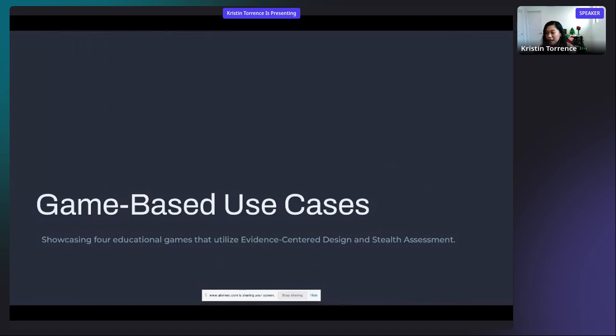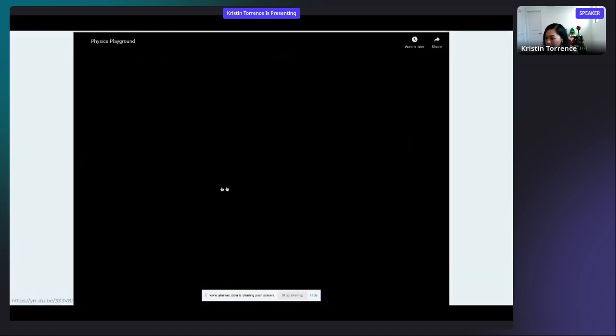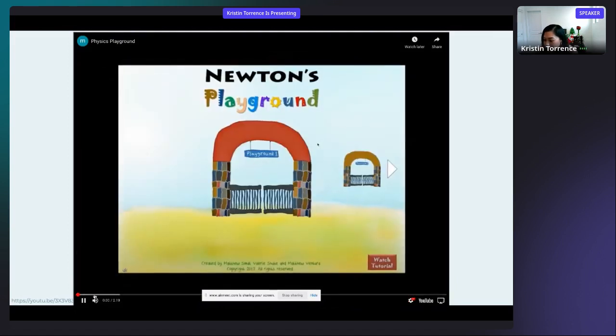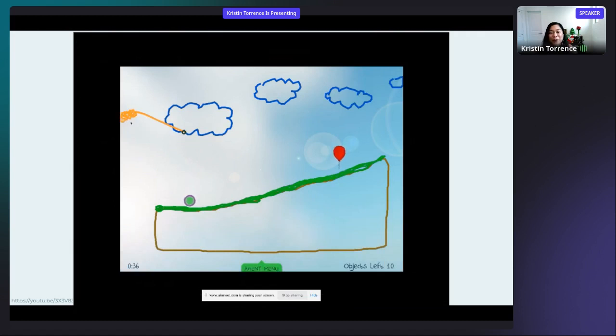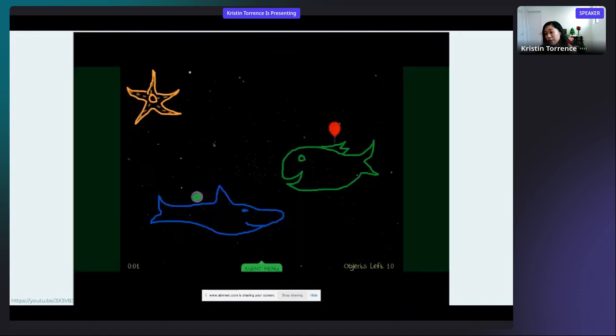So yeah, evidence-centered design and stealth assessment. So here is an example. And I know you can't hear this, but that's okay. So we are going to start with talking about educational games first, then we'll move into entertainment use cases. So in this game, it's a physics game called Newton's Playground. And in this game, players draw shapes that then influence the trajectory of the ball in an effort to get to the red balloon.